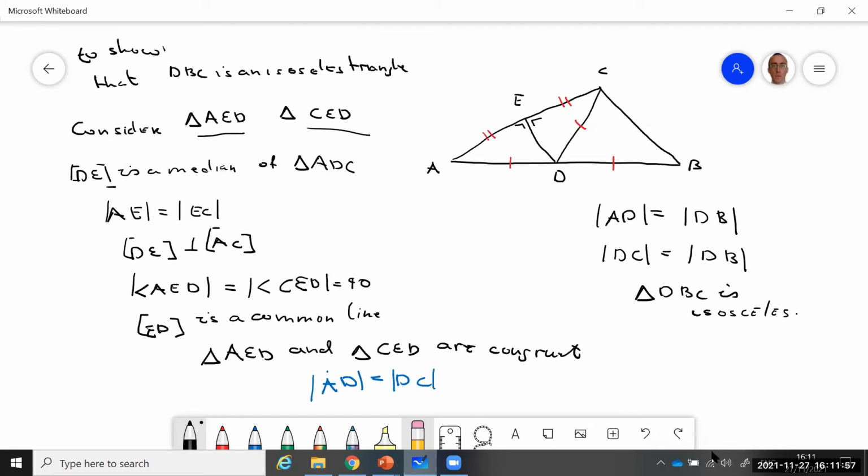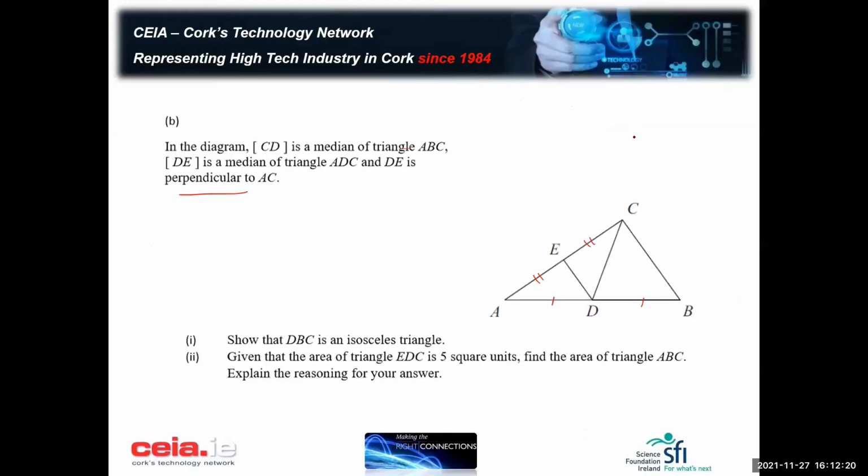And then if you had to go further, you could say this angle is equal to that angle, or the angles opposite the equal sides. I don't use the term base angles in an isosceles triangle because base in English implies the bottom of, but no, it's the angles opposite the equal sides. Okay. So, given that the area of the triangle EDC, so this is this guy here, is 5 square units, find the area of triangle ABC. So this is a quick one, right?